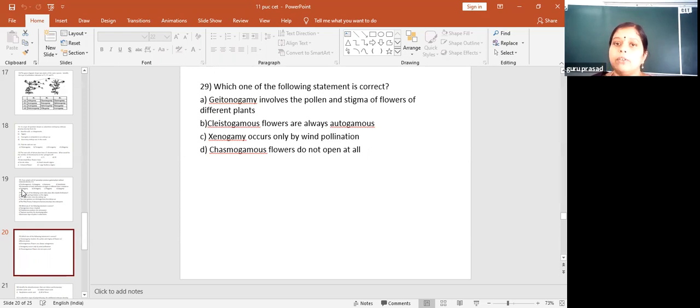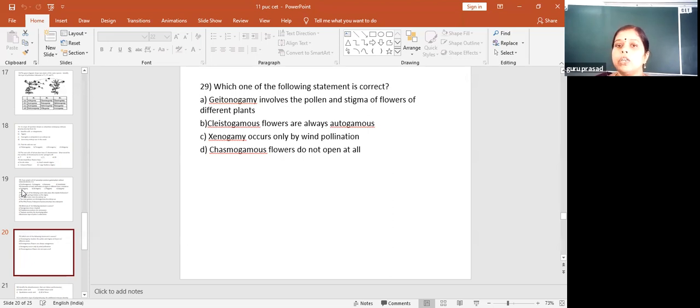So, dichotomy involves the transfer of pollen from one flower to the stigma of another flower of a different plant, not the same plant. If pollen transfers from one flower to another flower and both flowers are on the same plant, that is a monoecious plant example. Here the plants are different.